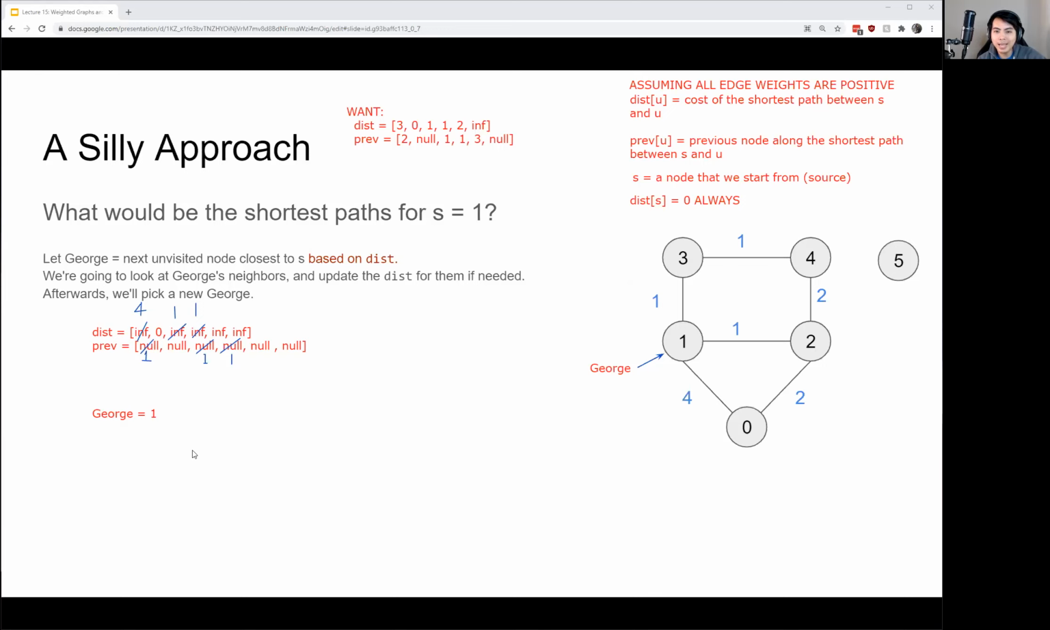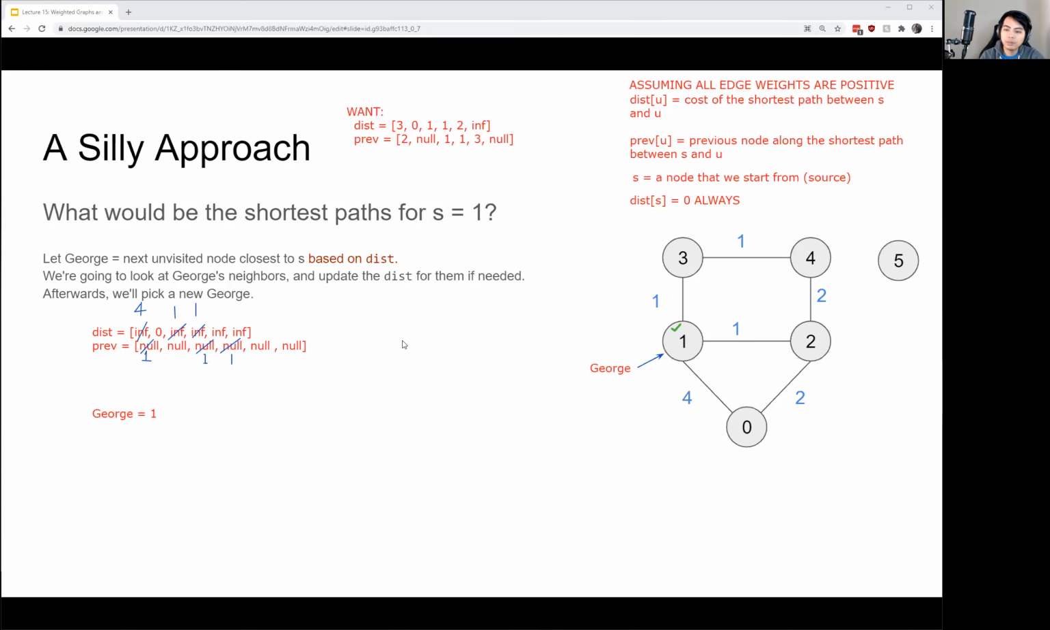Now we're going to have to pick the next George based on the distance array: what is closest and what we haven't visited. We just visited this George, node 1. What are the next nodes that could possibly be a candidate for the next George? Right? If George is the next unvisited node closest to S based on distance, I'll give you 10 seconds. What do we think are the next Georges that we could possibly pick? All right, type it in chat if you have it. Question mark if you're unsure. If you don't know why people are typing in 2, 3, question mark is fine.